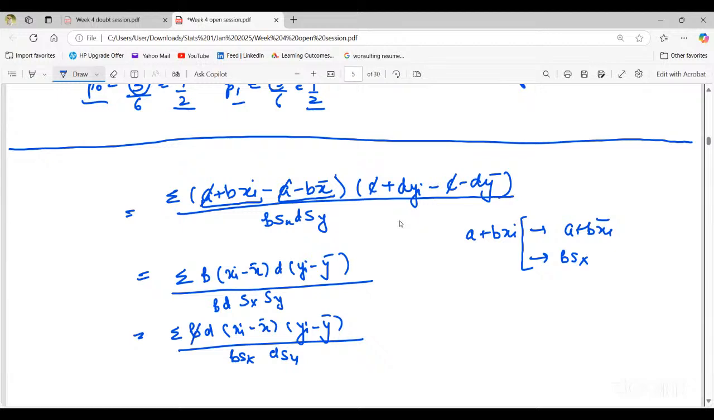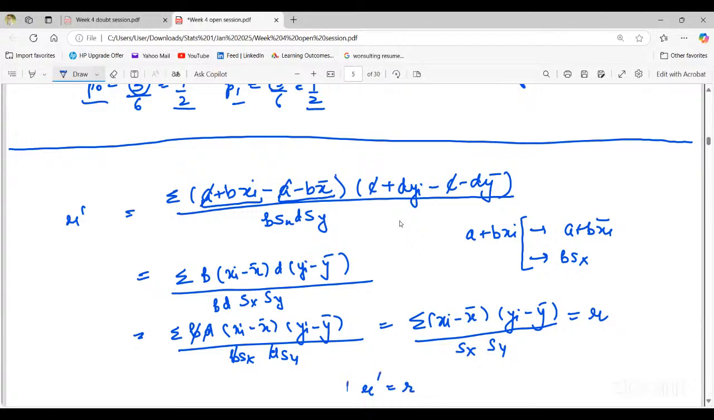Okay, fine. I'm sorry. So here B and D would get cancelled. So we would be getting summation of (xi minus x bar)(yi minus y bar) divided by standard deviation of x and standard deviation of y. And this is particularly our correlation coefficient. So we say that r dash is equal to r, right? That means my sample correlation coefficient is equal to my correlation coefficient.